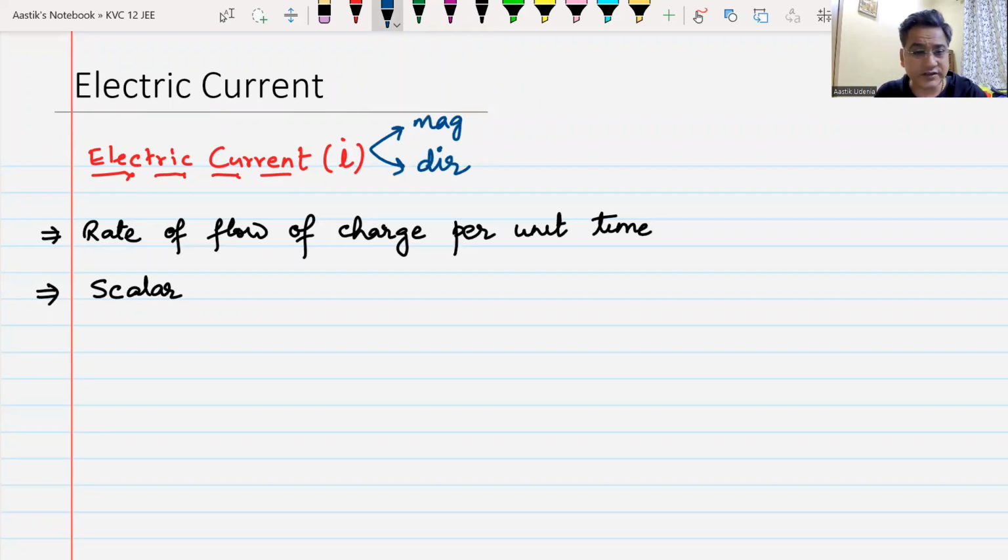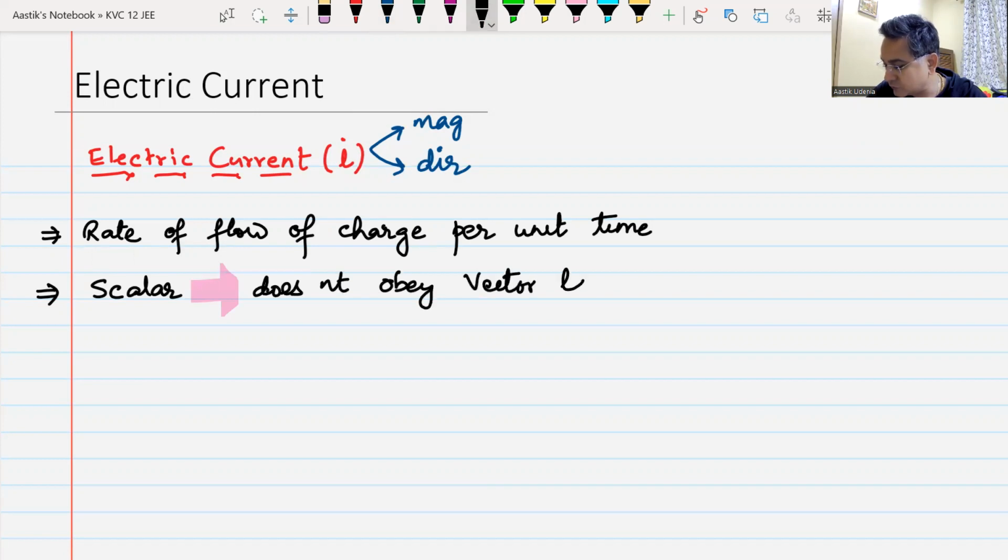Why is it a scalar quantity? It is a scalar quantity because it does not obey the vector law of addition. And therefore it is not treated as a vector quantity. It is treated as a scalar quantity, and we have already seen its example.